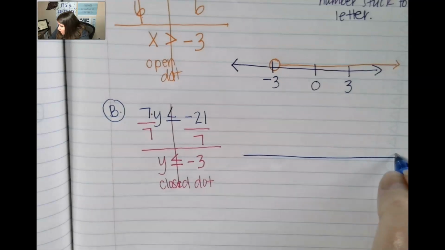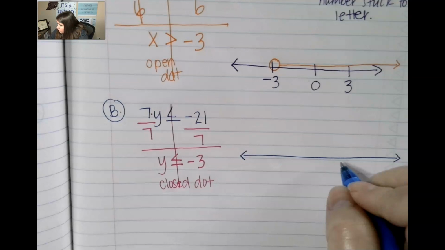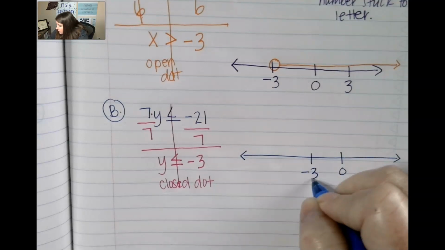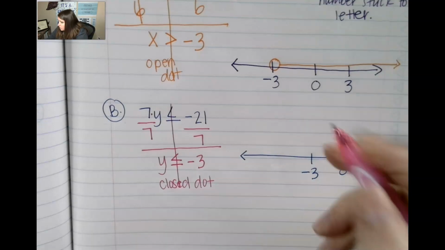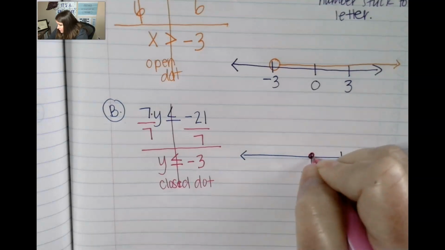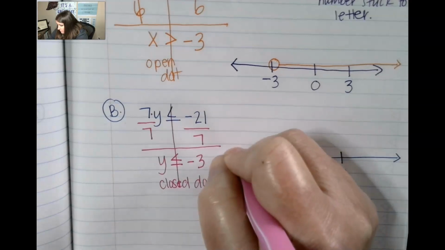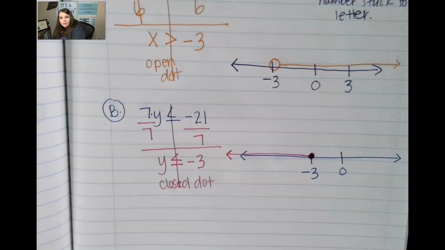So let's go ahead and draw our number line. We're going to graph this. Here's 0, here's negative 3. Again, I want a closed dot. My letter is on the left, so I don't need to change anything. And I'm going to draw my arrow heading that direction.